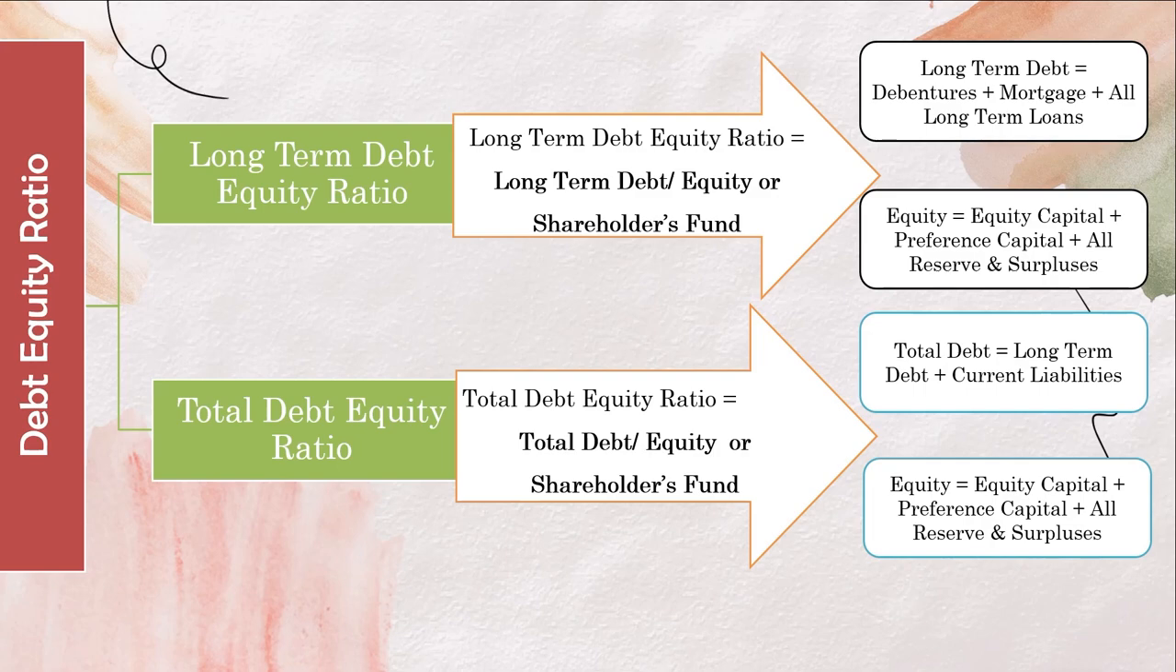These are the basic and most important formulas used for calculating the debt equity ratio. There are two types of ratio: long term debt equity and total debt equity. Long term debt equity is calculated by using the formula long term debt divided by equity. Total debt equity ratio is calculated by using the formula total debt divided by equity. These are the two basic classifications of debt equity ratio.